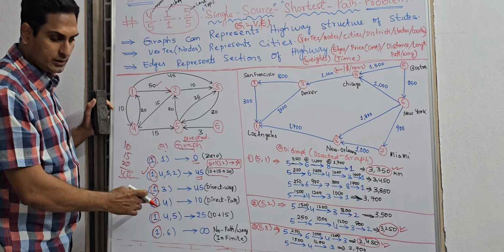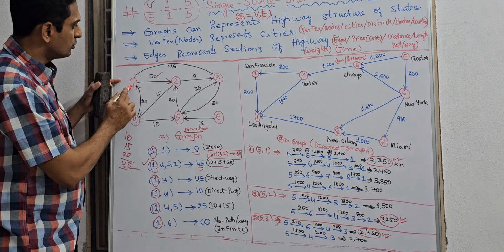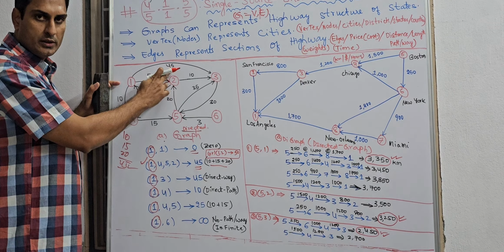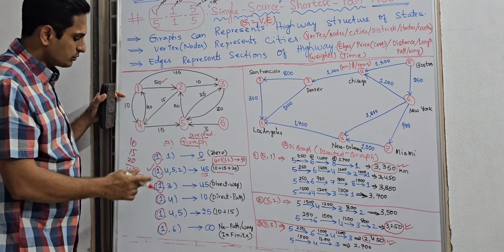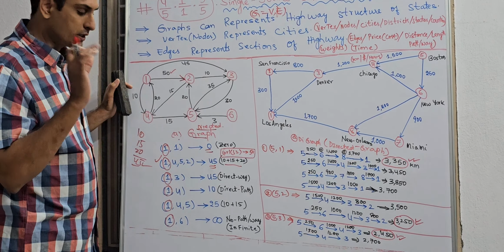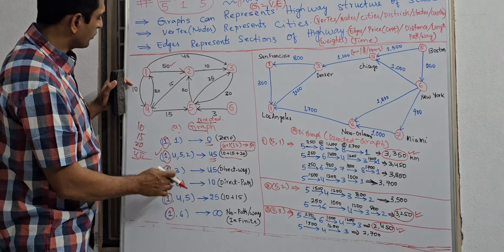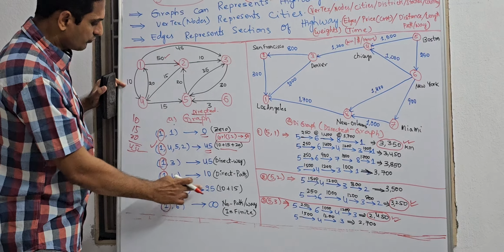Right, now we need to find out 1 to 3. That is the direct direction, 1 to 3, 45. We have other distances also, but those are bigger, long distances. So we take 1 to 3, 45, the direct way. That is the shortest way. Then we need to find out 1 to 4. 1 to 4, this is 10. This is the shortest.